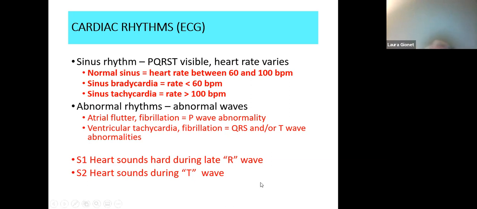But when we have ventricular issues, ventricular tachycardia or fibrillation, the QRS and or the T wave are going to appear abnormal. As a matter of fact, you probably won't see anything that resembles a normal QRS wave, not to mention a T wave. You should be able to locate the S1 and S2 sounds. The S1 sound is heard during the late R wave, just beyond the peak of the R wave, and the S2 sound is heard during the T wave, generally about the peak of the T wave.